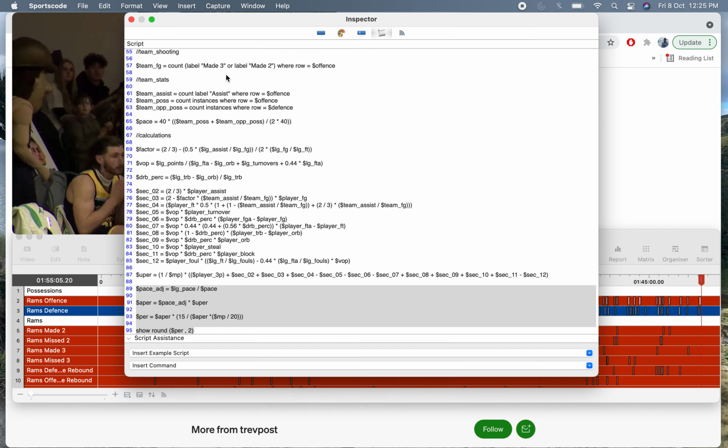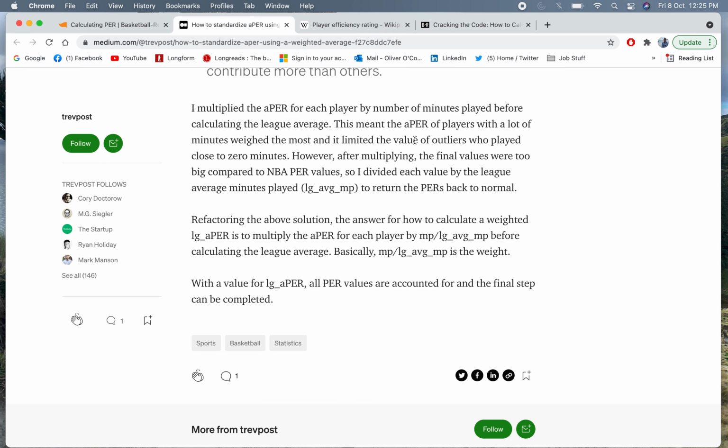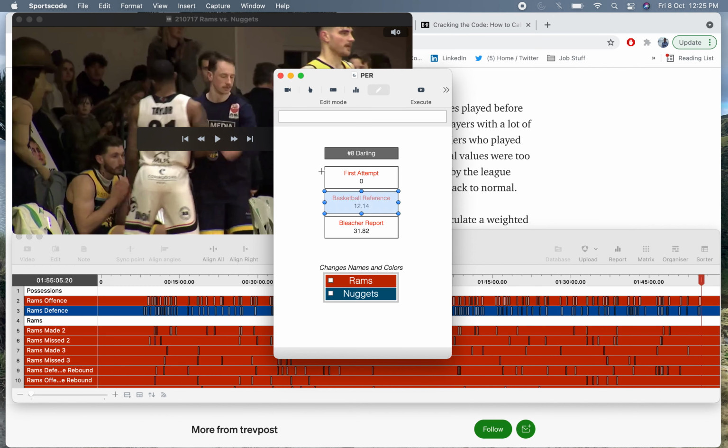After that, I got my calculation. I actually got a number this time, and I got 12.14, which would say that he was really bad, with the average being 15. Like, Darling, at least in this game, was the Rams' best player. So that he's below 15 is not a good sign. So the Basketball Reference model, because of trying to figure out all that league average APR stuff, it's a bit on the back burner right now.